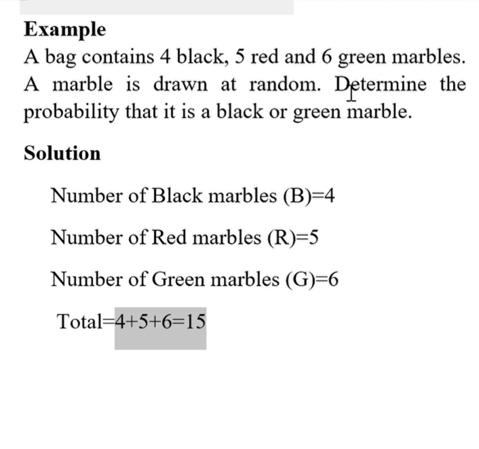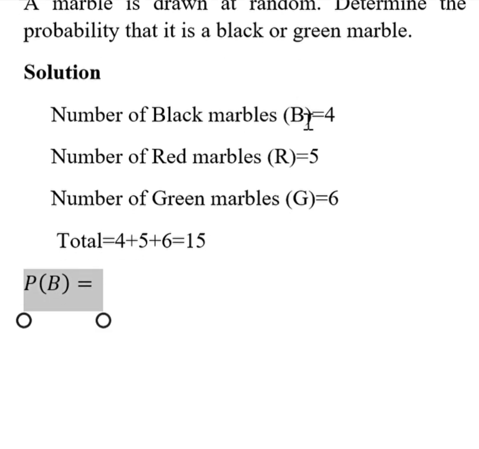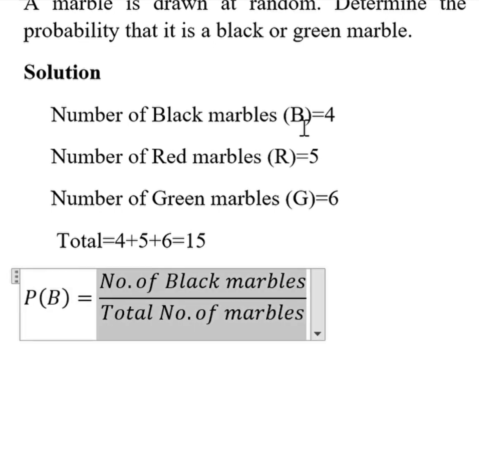Now we are to determine the probability that a black or a green marble is selected. What is the probability of picking a black one? The probability of picking a black one, remember we said we represent black with B, is given by the number of black marbles in that experiment over the total number of marbles, which in this case is 4 over 15.